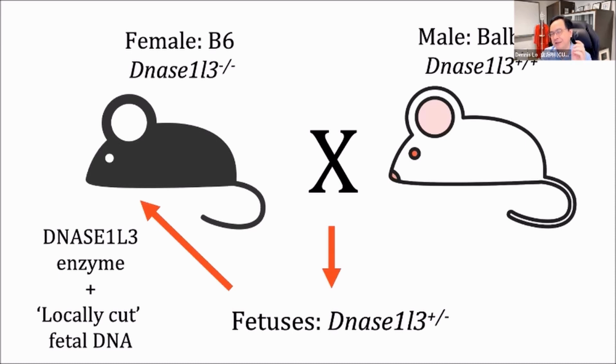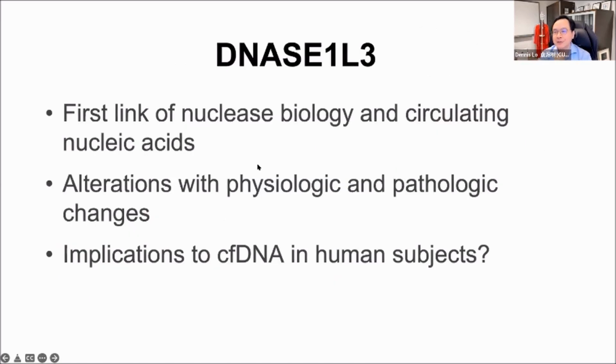And also secondly, because the baby is the origin of the enzyme, the DNA released by the baby will be even more salvaged. So those are the two conclusions we get from this. So this work, we think, is interesting because it's the first link of nuclease biology and circulating nucleic acid. And it suggests that this sort of phenomenon is associated with some physiology like pregnancy and pathology, such as when you knock out one copy of a gene.